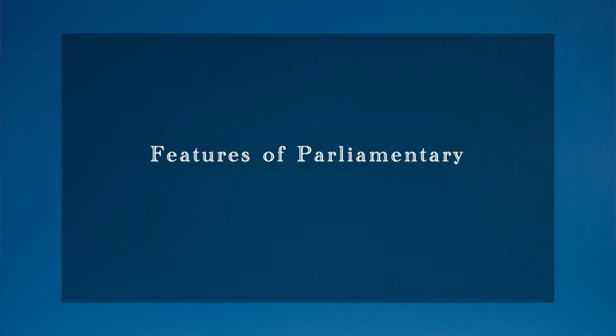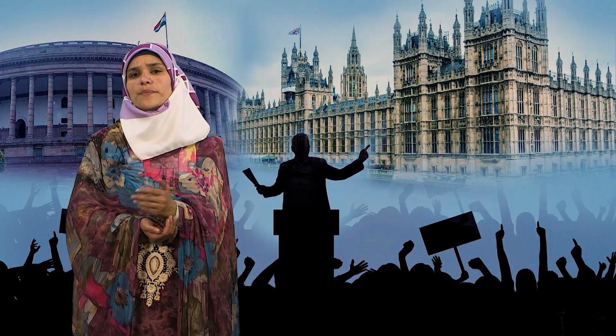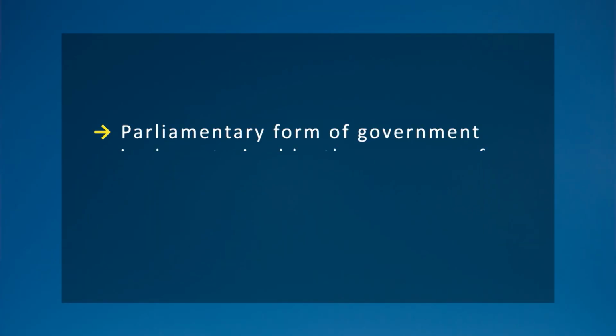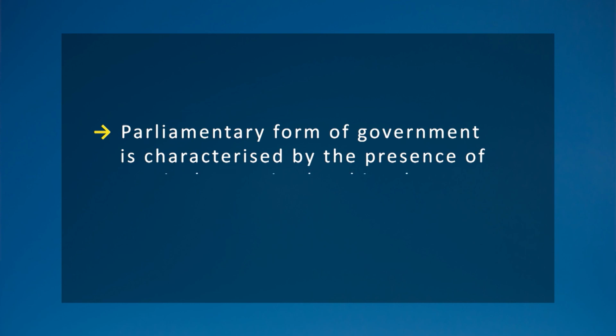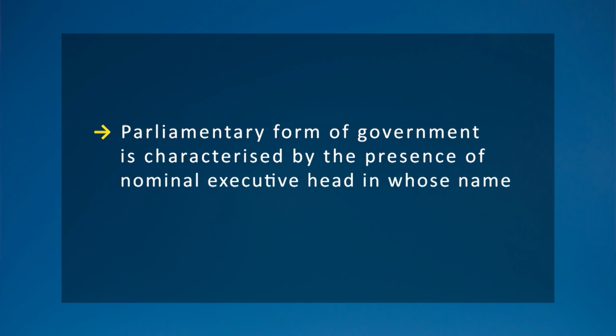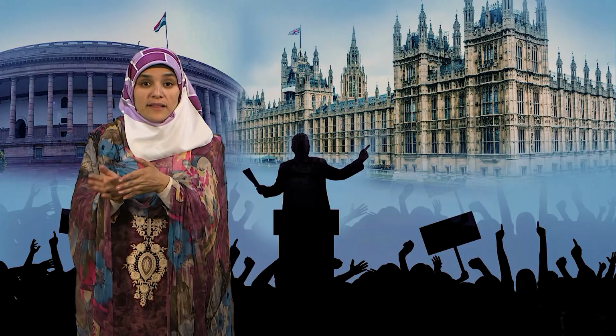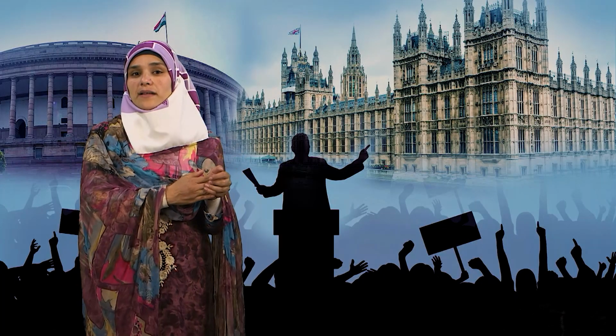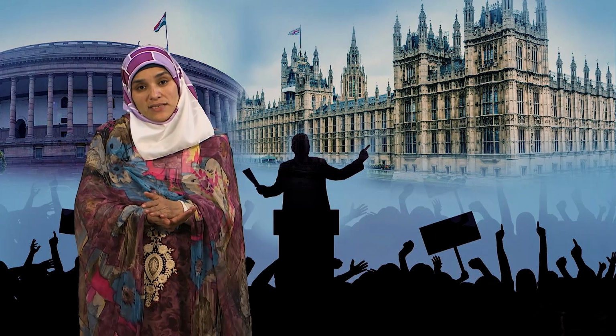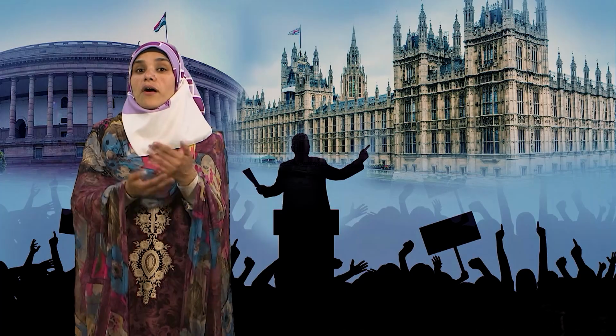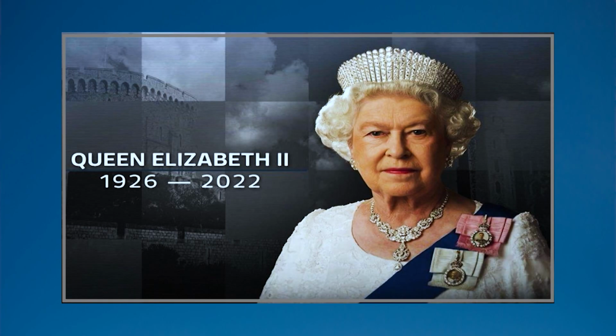Now, features of parliamentary form of government. Following are some features of the parliamentary form of government. In the first place, parliamentary form of government is characterized by the presence of a nominal head executive in whose name the entire administration is carried out. However, the real powers of the nominal head are exercised by the Prime Minister and other members of his Council of Ministers. The Queen, now after the death of the Queen of England, there is the King.